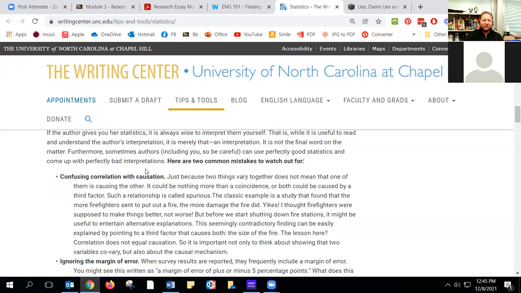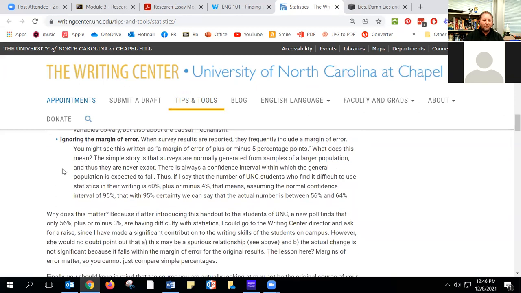So you have to broaden up the scope a lot of times to make sure that a correlation does have a causation, right? And I'll show you some more examples of this later on too. And then ignoring the margin of error. Mainly politicians do this kind of thing. Advertising companies do these kinds of things.